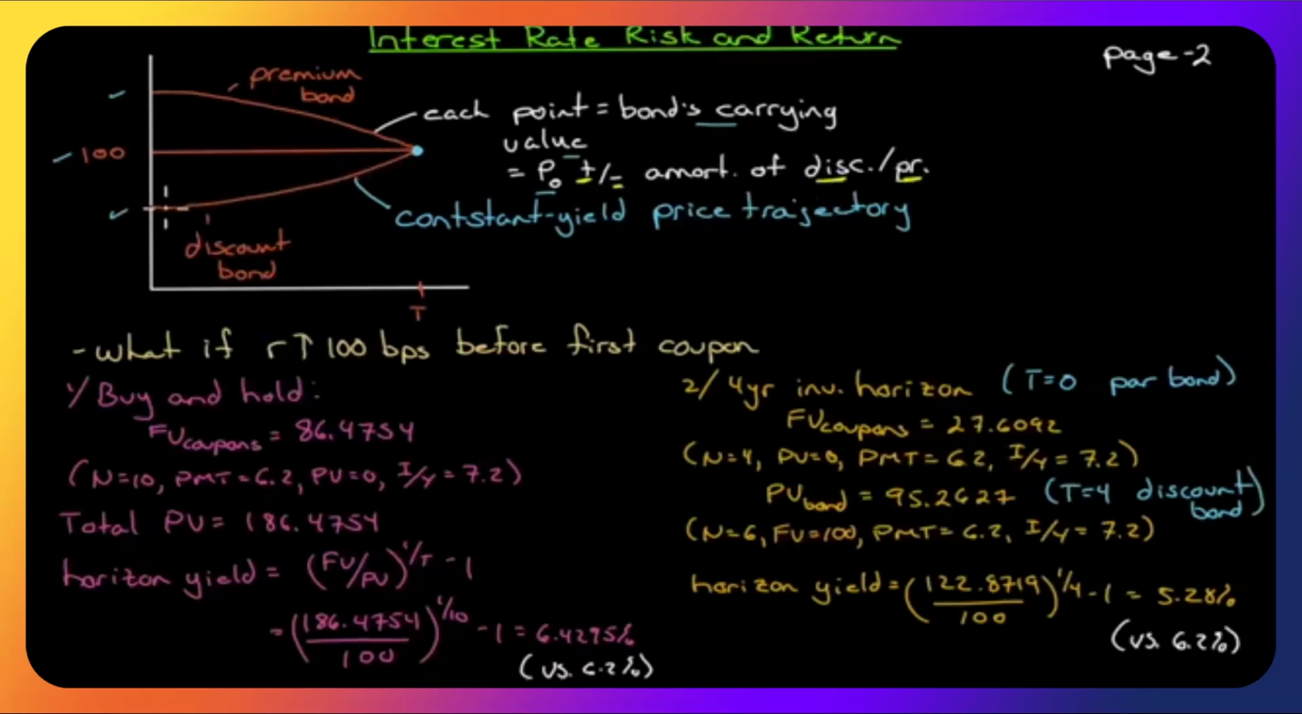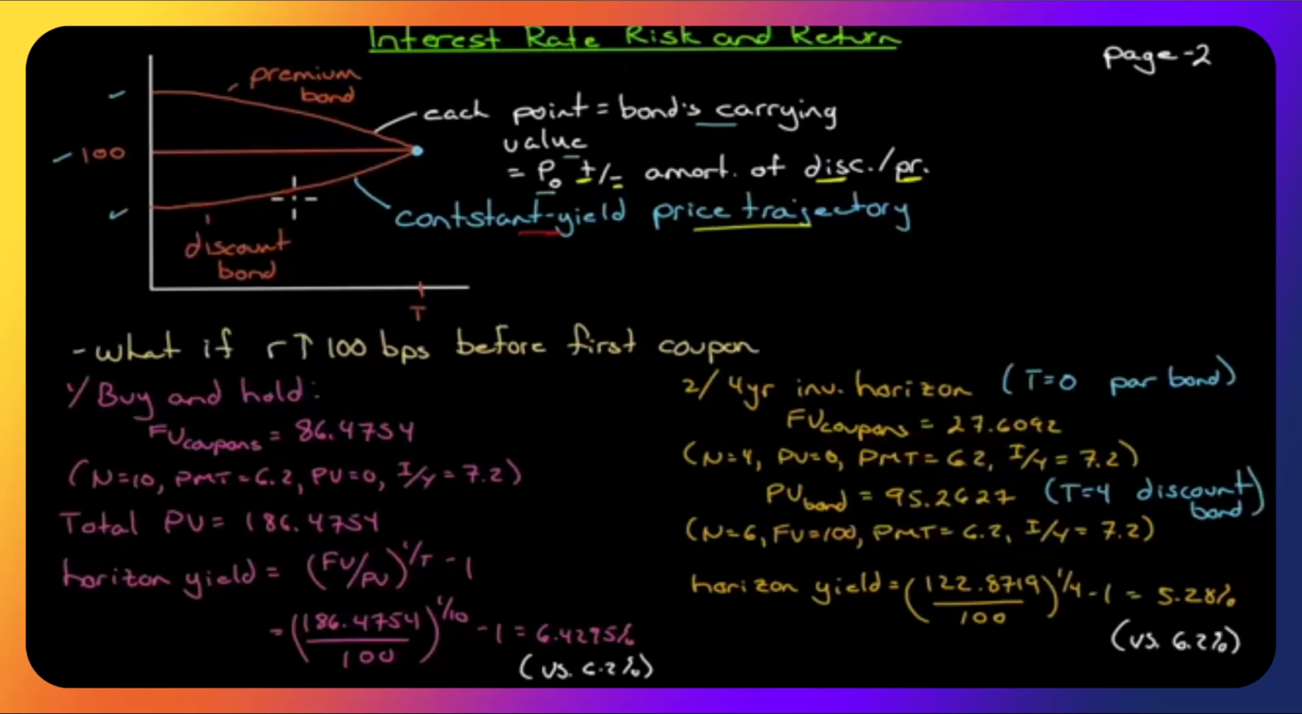This line here is a price trajectory, but a very specific type of price trajectory. It is a constant yield price trajectory. In other words, we're saying if the yield stayed constant, what would be the expected price trajectory? And this is nothing more than the amortization schedule of any discount or premium. If we sell a bond anywhere on this curve, then for the sources of return, we do not experience a capital gain or a capital loss.